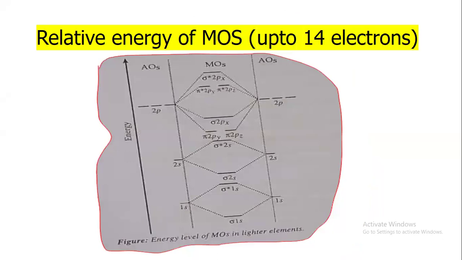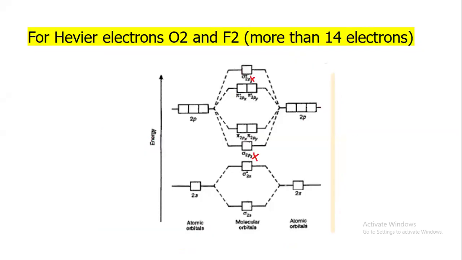Relative energy of molecular orbitals up to 14 electrons. Sigma 1s bonding and sigma 1s antibonding. Sigma 2s bonding and sigma 2s antibonding. Pi 2py and pi 2pz and sigma 2px. Then pi 2py, pi 2pz antibonding and sigma star antibonding 2px.